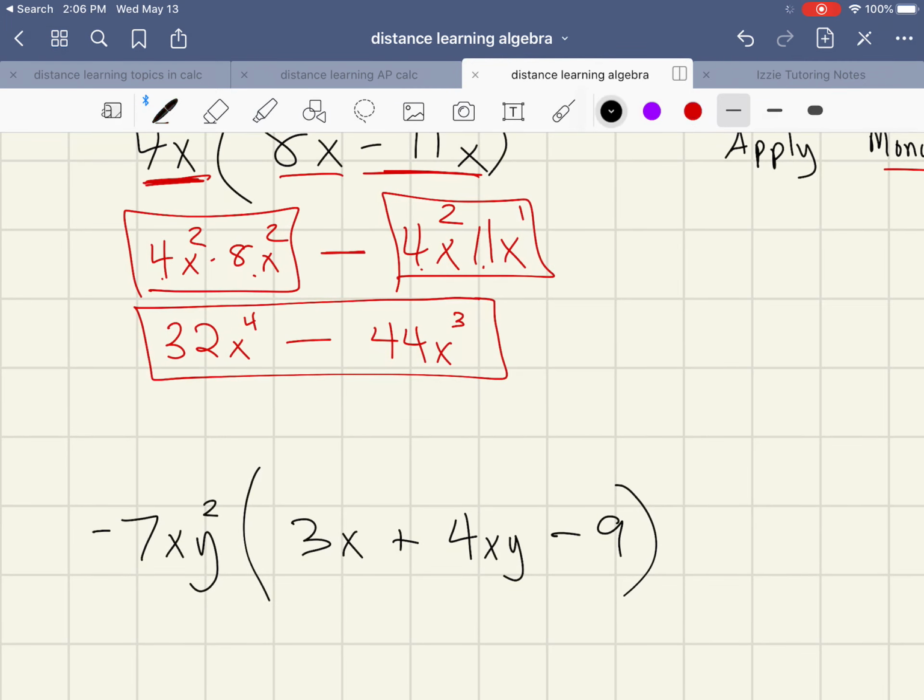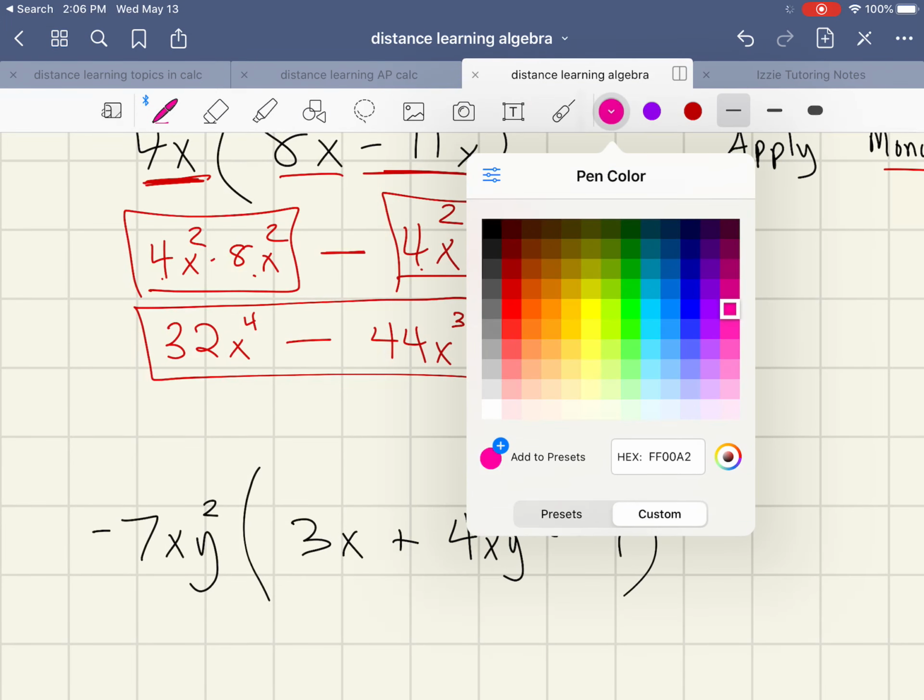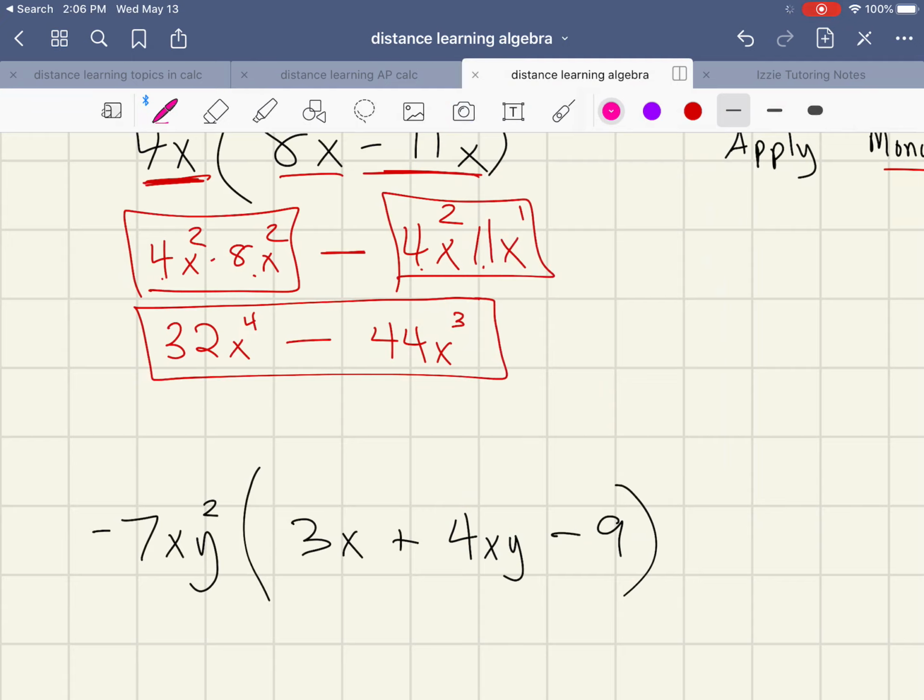Example 3. Again, just distributing. Notice that my polynomial is just a little bit longer. It could be 100 terms. I'm not going to do that, but it could be. Here we have 3 terms. I'm going to multiply.